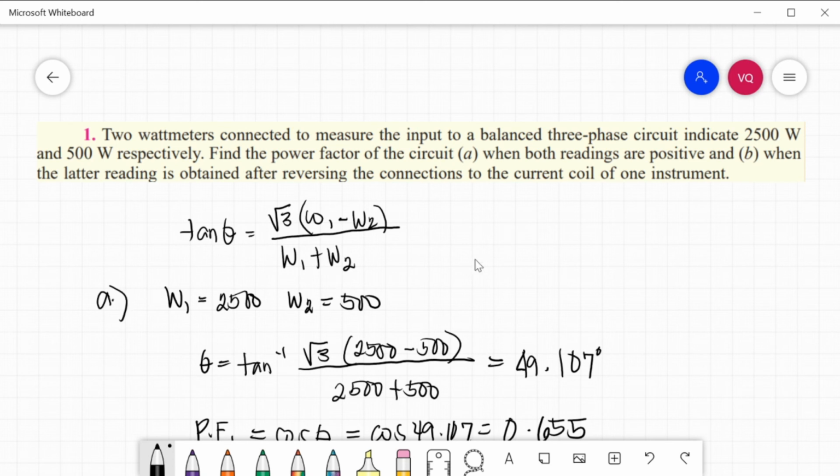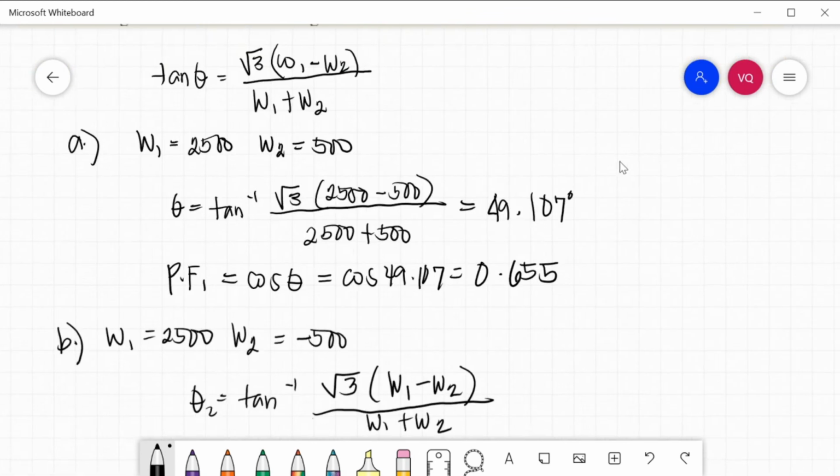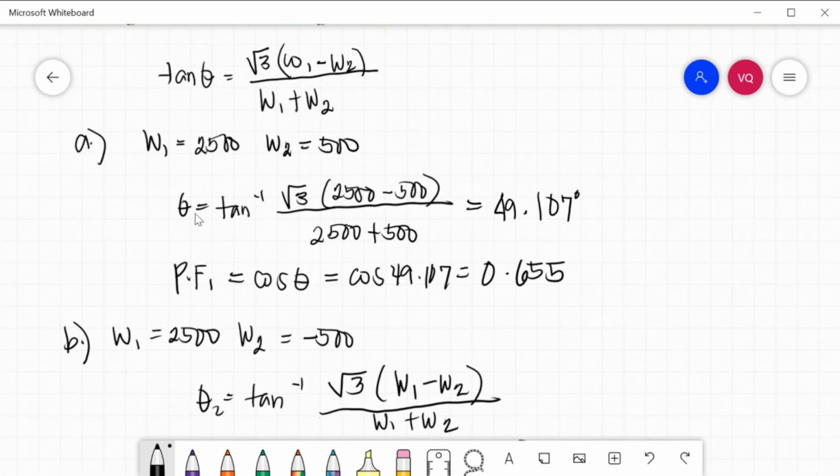For letter A, let both readings be positive. So we will solve the power factor. Theta now will be equal to inverse tan of square root of 3 times 2,500 minus 500 divided by 2,500 plus 500 equal to 49.107 degrees. And our power factor is equal to cosine theta. So power factor now will be equal to 0.655.